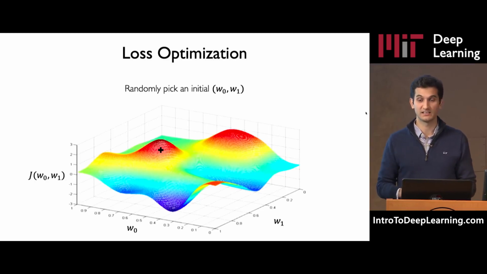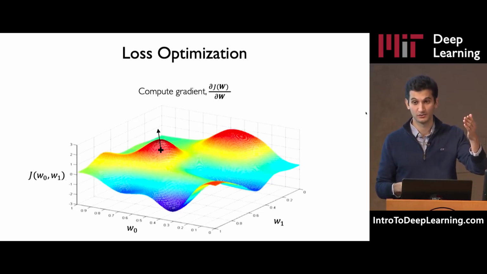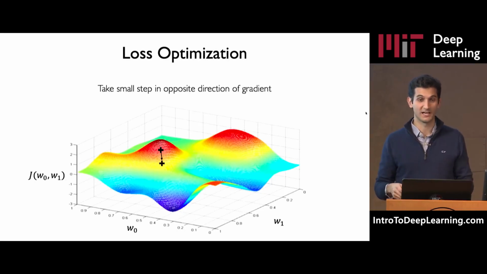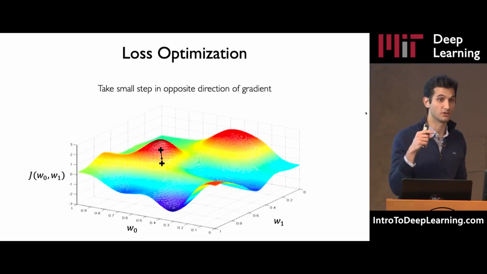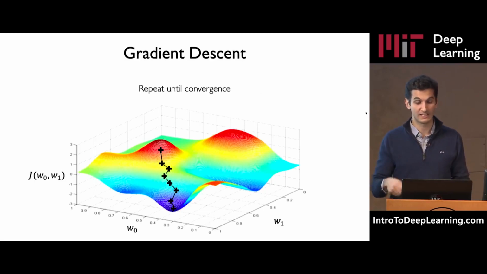We're going to start by picking an initial W0 and W1. Start anywhere you want on this graph, and we're going to compute the gradient. Remember, our loss function is simply a mathematical function, so we can compute the derivatives and the gradients of this function. The gradient tells us the direction we need to go to maximize J of W, to maximize our loss. So let's take a small step in the opposite direction, because we want to find the lowest loss for a given set of weights. We step in the opposite direction of our gradient.